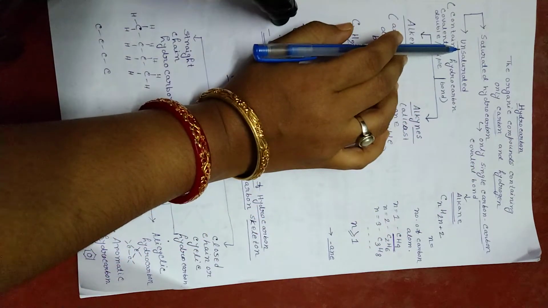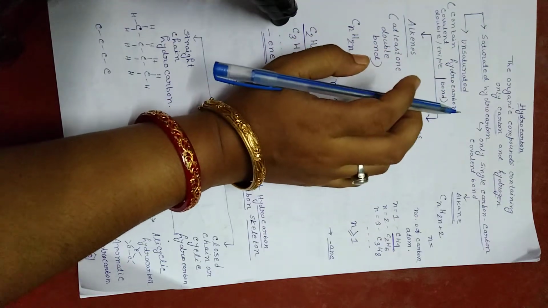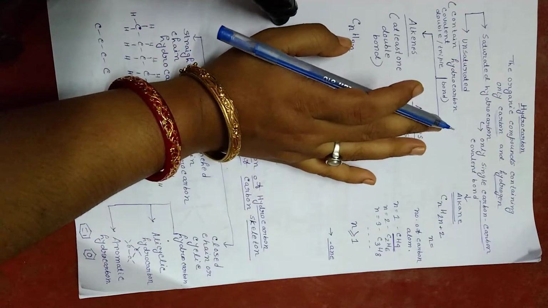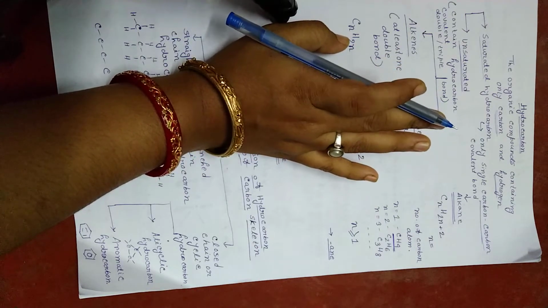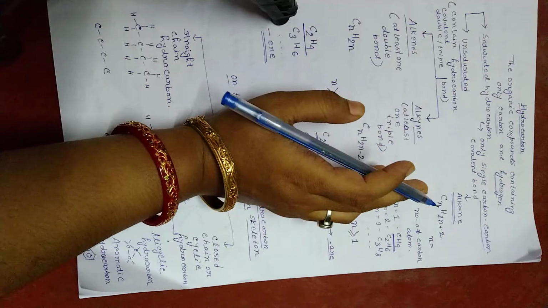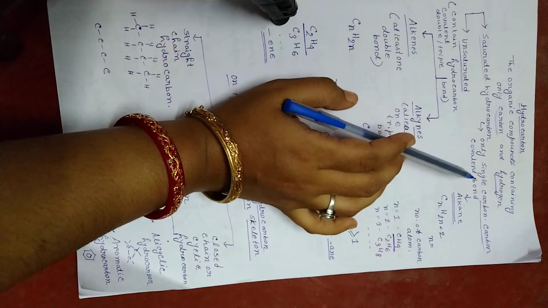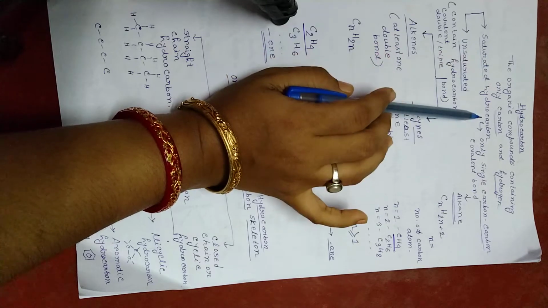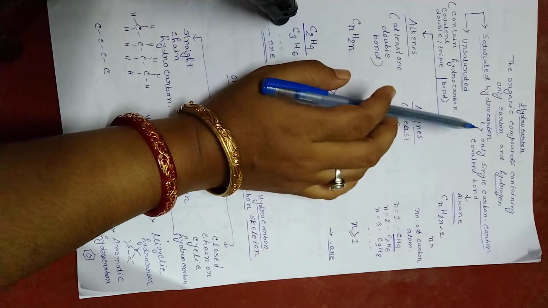What is an unsaturated hydrocarbon? In an unsaturated hydrocarbon, we can see that there are covalent double or triple bonds. So when in a compound we get only carbon-carbon single bonds, those hydrocarbons are called saturated hydrocarbons, and the hydrocarbons which contain covalent double or triple bonds are called unsaturated hydrocarbons.